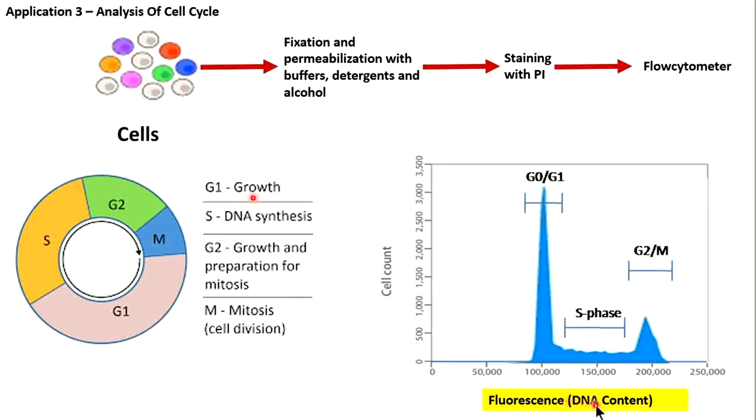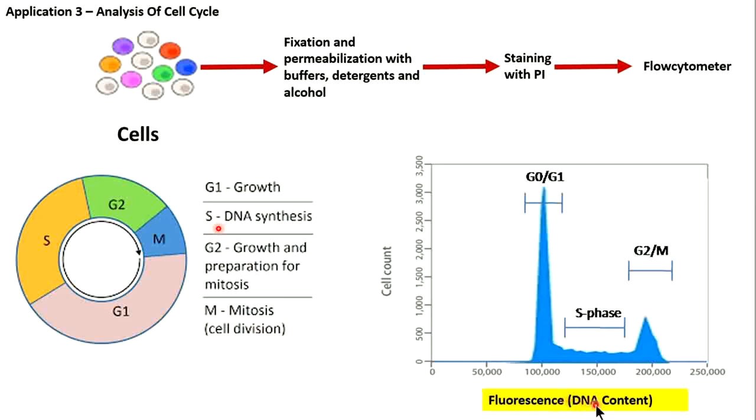So G1 will give you the DNA content equal to 46 DNA molecules because we have 46 chromosomes. G2 will give us the information of DNA content equal to 92 molecules because DNA replication has already been completed in the S phase. And S phase will give us the DNA content between 46 to 92.